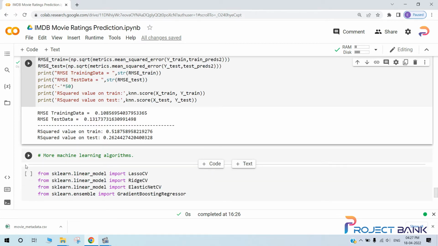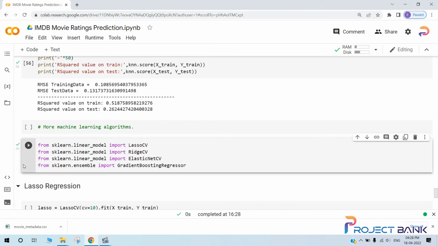Here we have used other machine learning models also, that is LassoCV, RidgeCV, ElasticNetCV, and gradient boosting regressor. In order to build these models, we have to import some libraries. Let's run this cell. Here we have imported the required libraries to build a few more machine learning models.